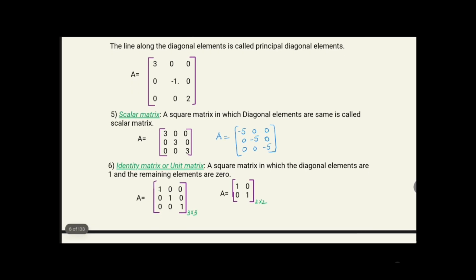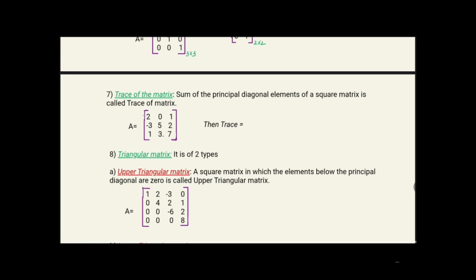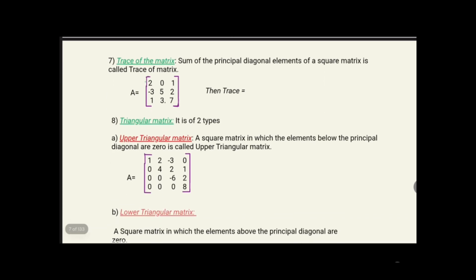Now coming to the identity matrix. A square matrix in which the diagonal elements are 1 and the remaining elements are 0. The diagonal element should be 1 here. The diagonal element should not be 2, 3 or 4 or any other. It should be 1 only. And the remaining elements should be 0 here. Is that clear students? This is a 3 by 3 identity matrix, and this is a 2 by 2 identity matrix, that is 1 0 0 1.